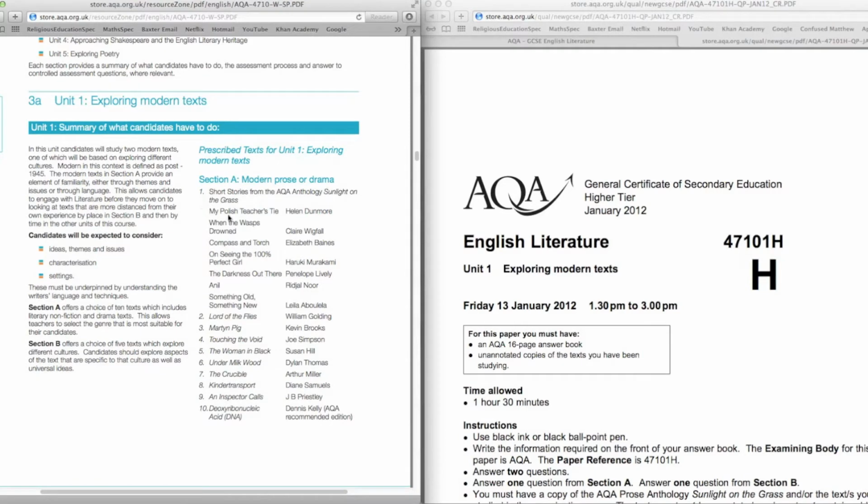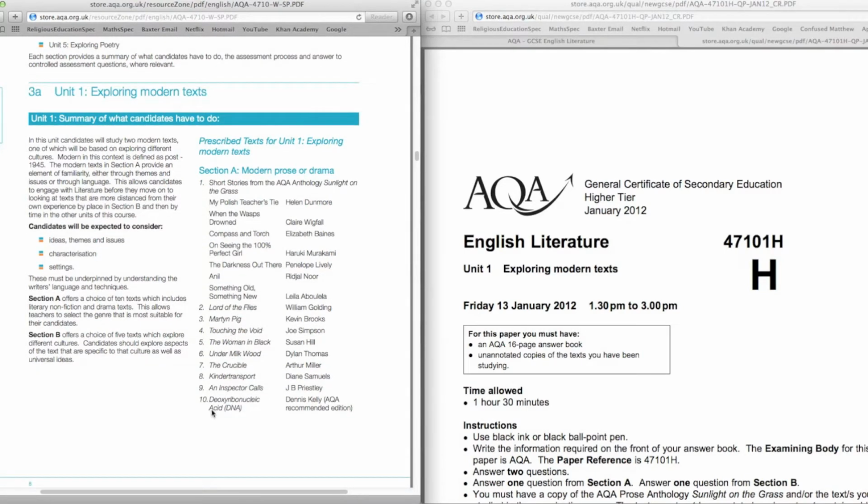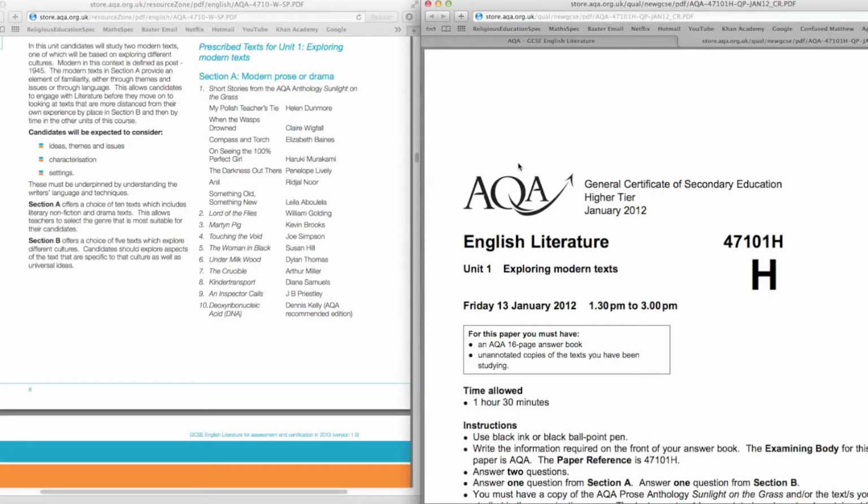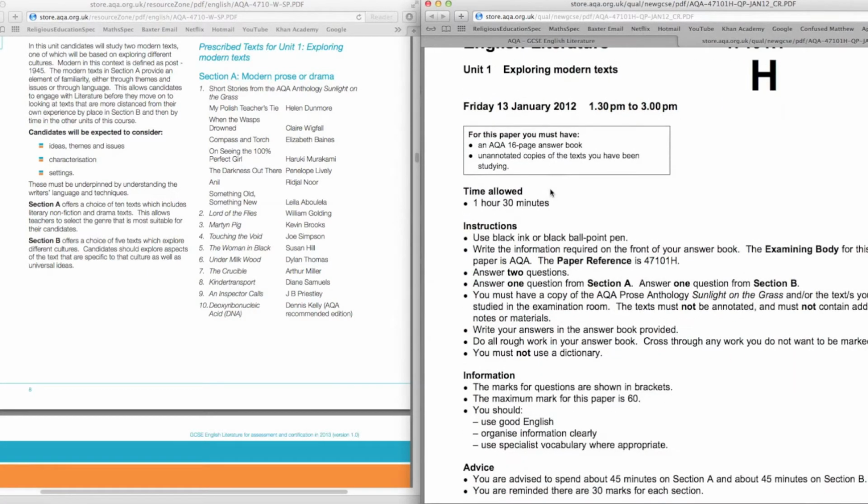You can see here, it shows you all the different ones you could be studying. There's DNA, Kind of Transport, The Crucible, Under Milk Wood, The Woman in Black, and In Spectacles, that's the one I'm currently doing. But it shows you all the different ones that you could be studying. And I found this very interesting. I've never seen the Unit 1 English Literature exam, and I was sort of surprised at what to expect.